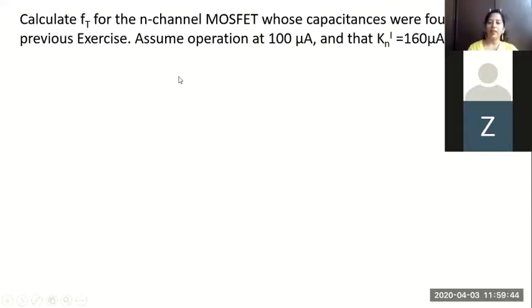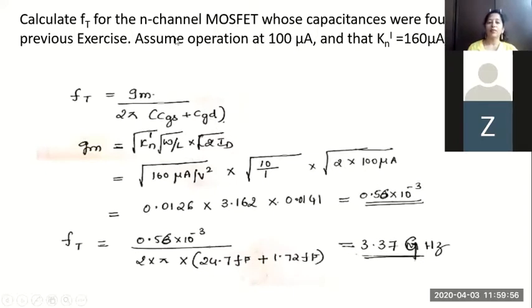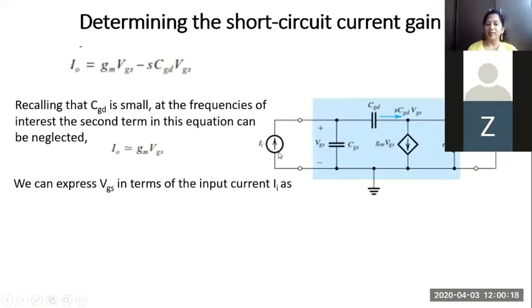Find ft for the N-channel MOSFET whose values are all capacitances as in the previous exercise. Assume operation at 100 microamperes and Kn dash. All the values are as in the previous problem. Remember, we did a problem for finding these capacitors.